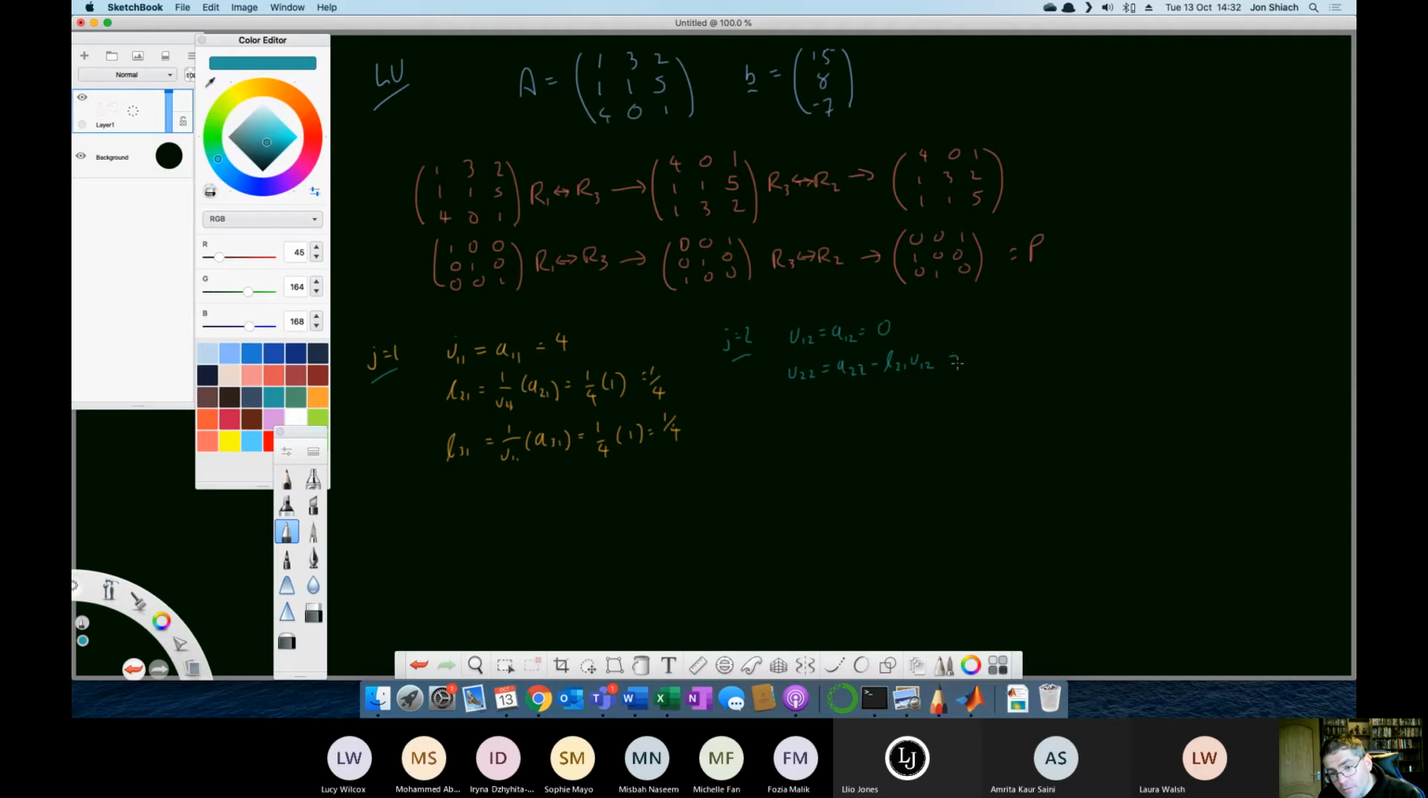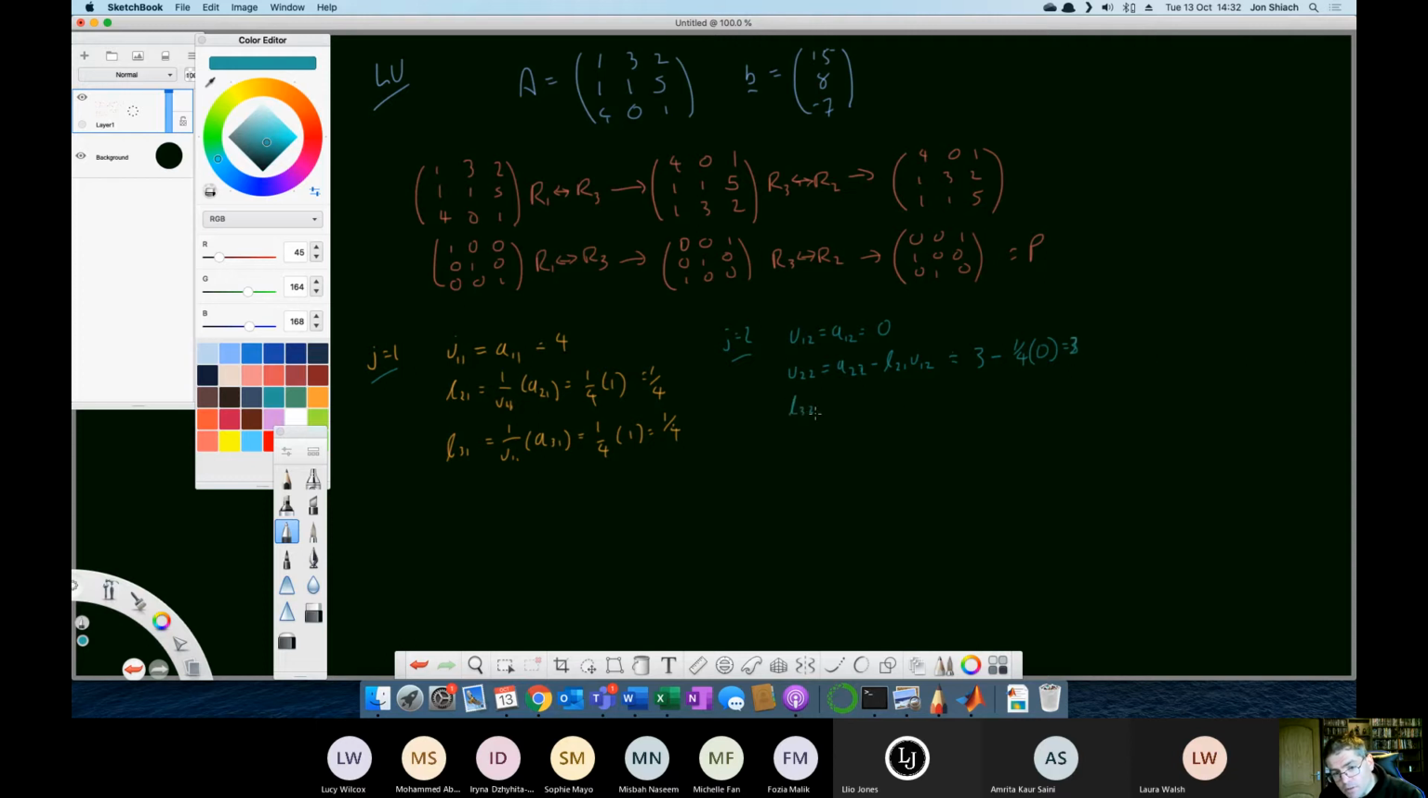So we have, in this case, A22 is 3 minus L21, which was 1 quarter, times U12, which is 0. So that makes it easy. That's just 3.